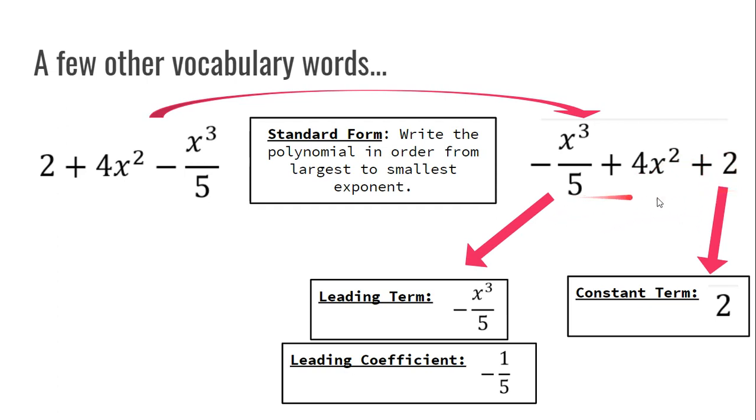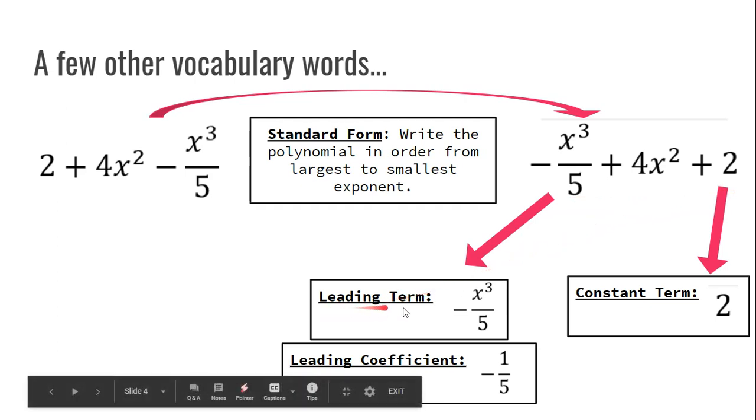When we write this in standard form, we can talk about the leading term. That is the very first term. So in our case, the negative x to the third over 5. That is our entire leading term. It includes the variable. We can also talk about the leading coefficient, which is just the number in front of the variable, not the variable itself. So this is a negative 1/5 for our leading coefficient. The constant term is the term that has no variable with it at all. So in our case, the 2 would be the constant term.